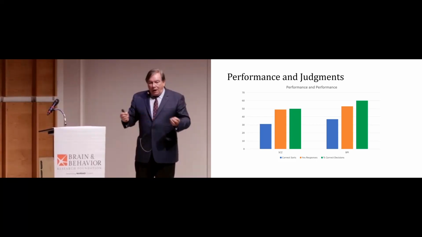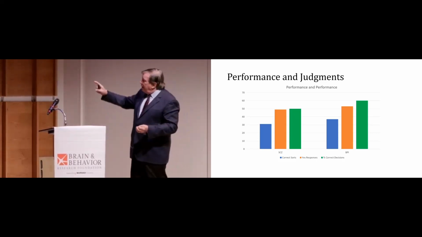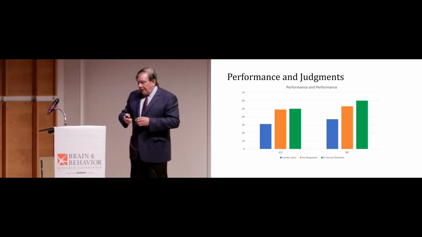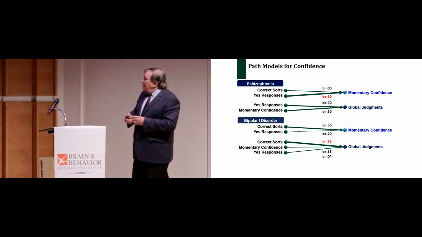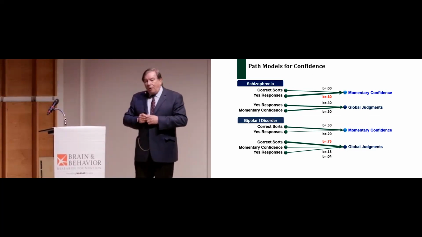Well, if you have a dichotomous choice and you're right half the time, that looks like random responding, because there's no correlation between whether or not you were right and what you said. And the bipolar patients actually are more frequently correct about whether or not the sort was correct. But let's look at the most interesting part of this.